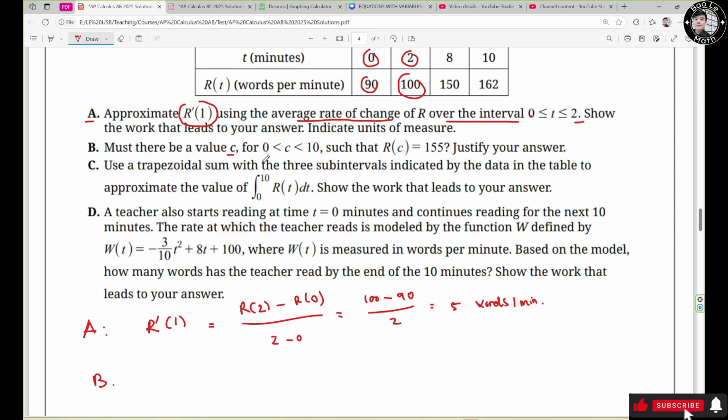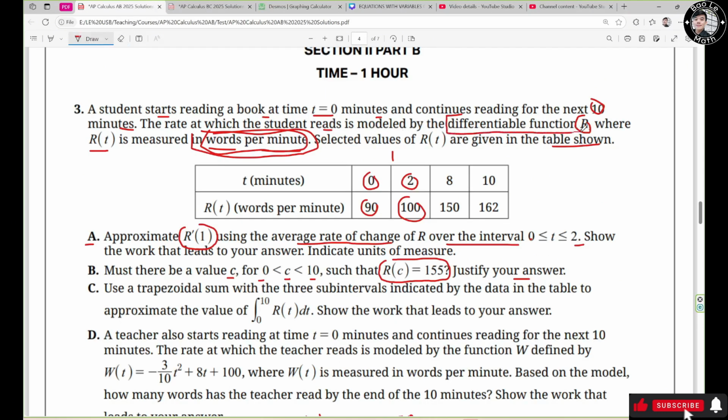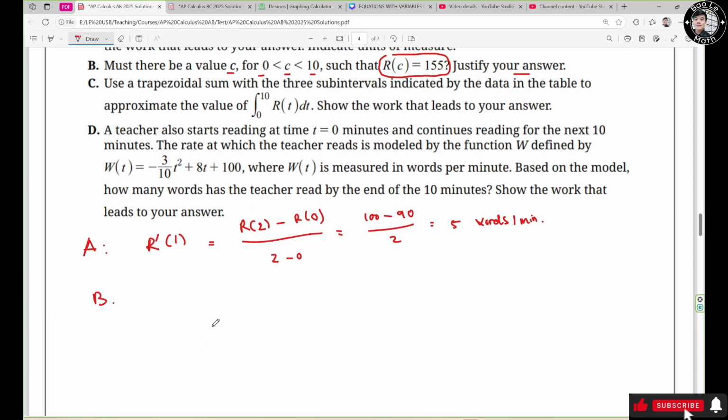Must there be a value of c for c between 0 and 10 such that r of c equals 155? Justify your answer. Alright, so this is actually we're going to use the intermediate value theorem, which is IVT, right? Now, in order to use IVT, you need to make sure the function is continuous. We look at this one, we see that the function r is differentiable. And then you know that if the function is differentiable, it's going to be continuous. Alright, if the function is continuous, it's not necessarily differentiable. So be careful. So you need to say, since the function r is differentiable, then it is continuous.